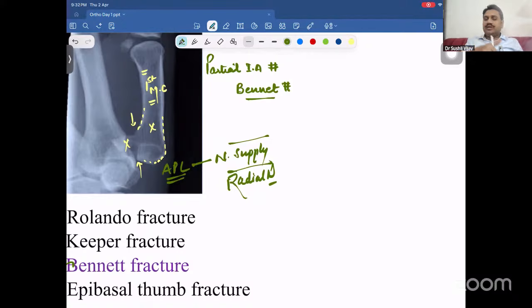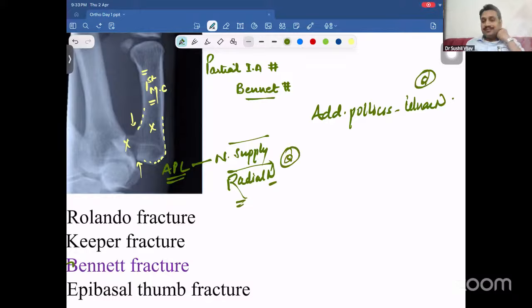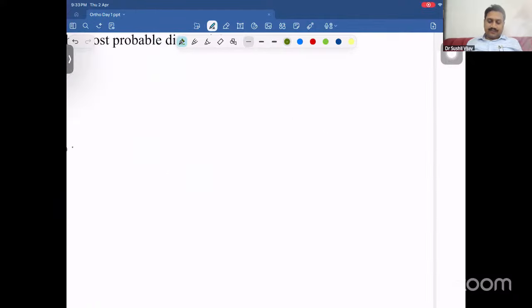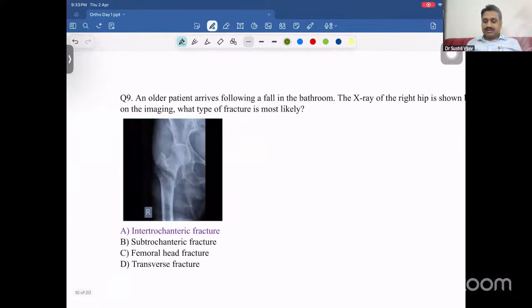And thumb में देखो, thumb की पूरी supply is by median nerve, right? But there are two exceptions. One is adductor pollicis. When you bring the thumb close, adductor pollicis, which is supplied by ulnar nerve. And then you have abductor pollicis longus, which is supplied by radial nerve. These two are the MCQs for your exams. Okay, median भी नहीं है, ulnar भी नहीं है, it is radial nerve, right? Understood this? Very good. चलो, याद रखना, इसको मिस नहीं करना.